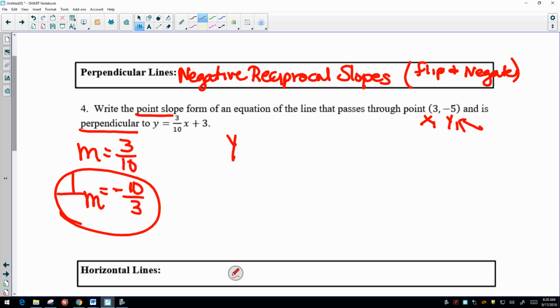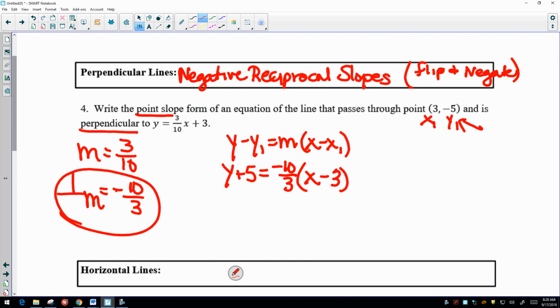So we're going to start again with your point slope form. y minus y1 equals m times x minus x1. And we're going to plug it in. So we have y minus our y1. So now again, I have minus a negative, so that gives us plus a positive 5 equals our slope. We said it was perpendicular, have to use our flipped and negated slope, so that's a negative 10/3. Then we have x minus our x1, which is 3. Final answer, it's in point slope form. We have our flipped and negated slope, and we plugged in our point.